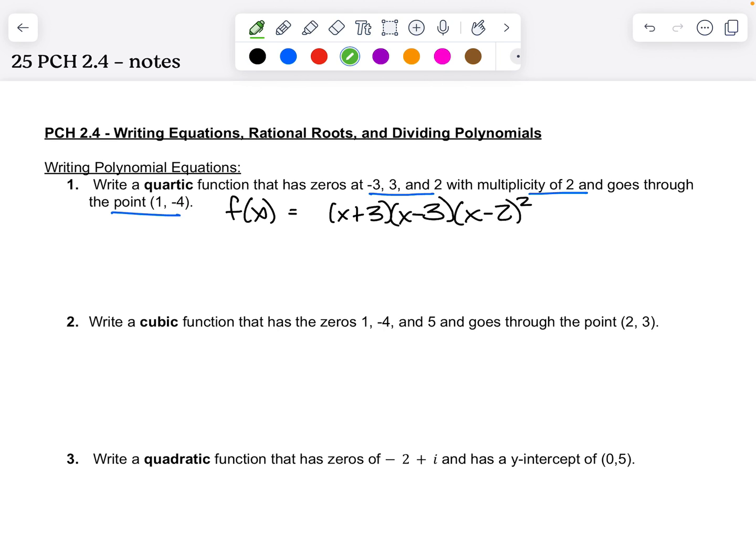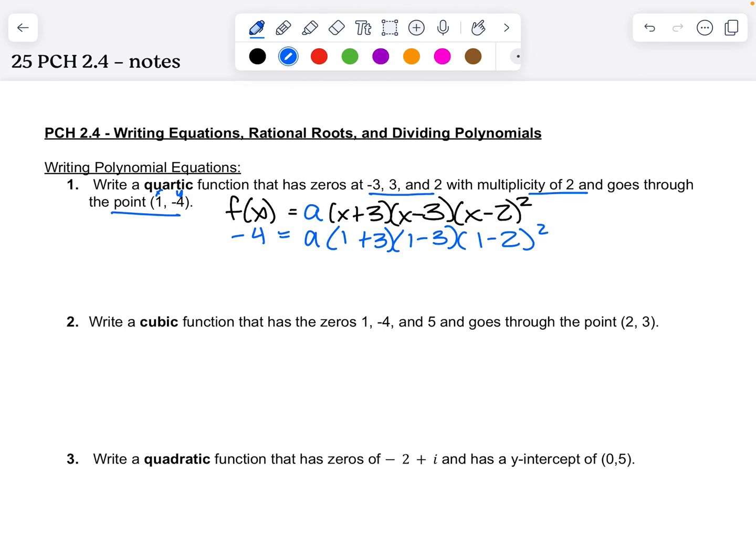So then I can use this point at 1, -4 to find that a value, that stretch or shrink, right? So I use that x and y value, plug that into my function. So -4 equals a times the quantity x plus 3, but I can replace those x's with 1's. So 1 plus 3, 1 minus 3, and 1 minus 2, that quantity squared.